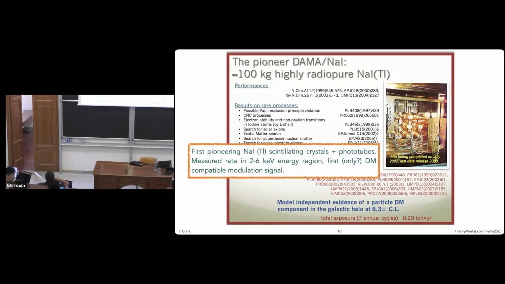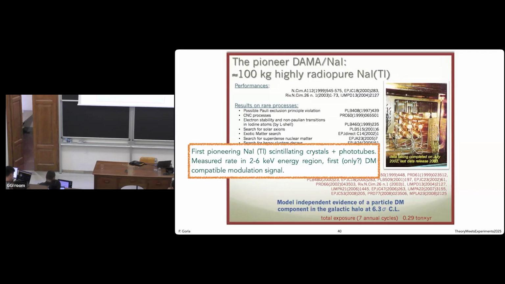So this was the first pioneering sodium iodide experiment with scintillating crystals plus phototubes. In the beam region of 2 to 6 keV energy, they saw the first, and I think today the only, dark matter compatible modulation signal.